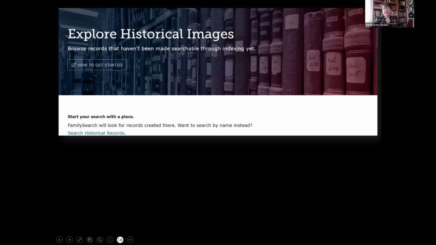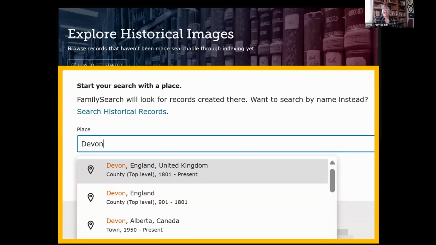One of my other sites that I really like on Family Search is the Historical Images collection. And I don't know if you've ever looked here before. Images does not refer to photographs. Images refers to unindexed files. So you're going to search, instead of by a name, you're going to search by a location. So I put in, again, my Devon, England place that I was researching. And you look at the two categories at the top that it gave me, and one is Devon, England, 1801 to present. But the second one is Devon, England, 901 to 1801.